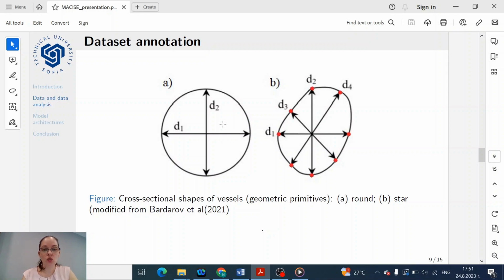What is the difference? For the round shape we will have a diameter and we will try to segment only the cell, the cavity of the cell. The same cavity we will try to segment with the second type of vessel, the star. For this part we will try to segment as many points as will describe the form.